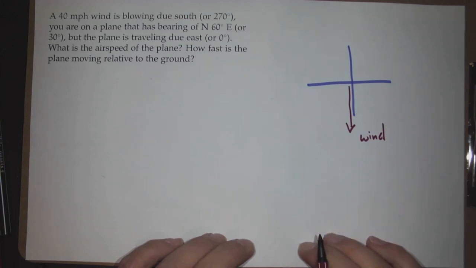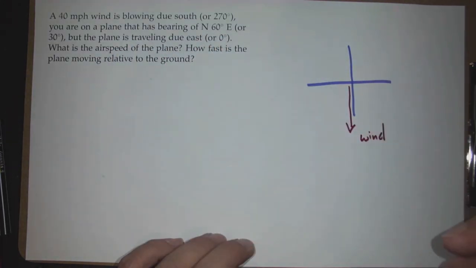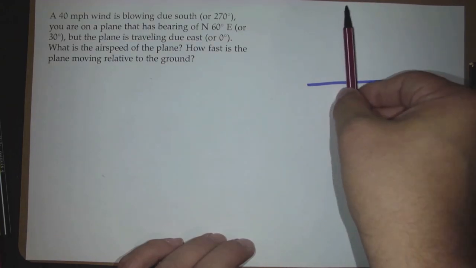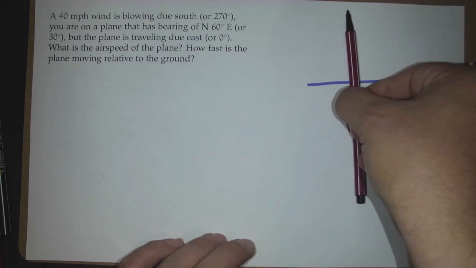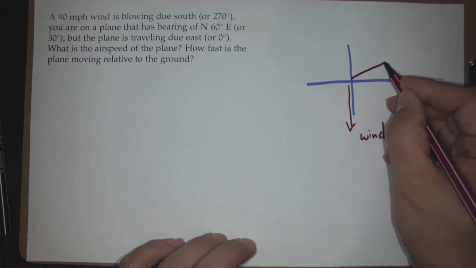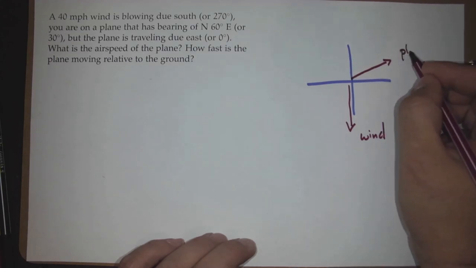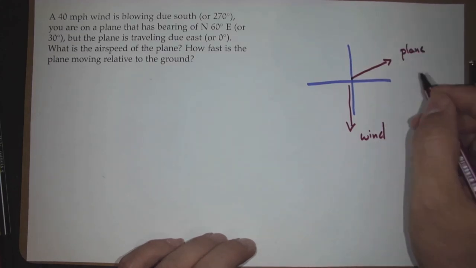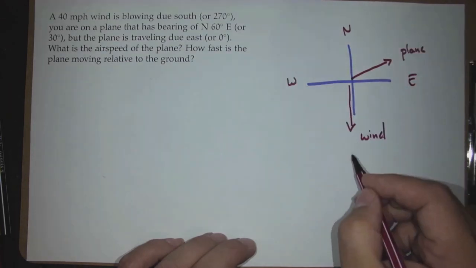And you're on a plane that has a bearing north 60 degrees east, which is also called 30 degrees. So north says you start at north, and then you turn to the east, which is that direction, by 60 degrees. So that would be over here. And so this is our plane. So this is the way that the plane is flying. So we'll put some directions here: north, east, west, south.